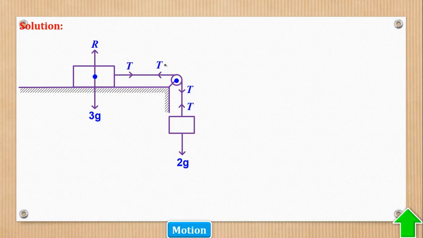Okay, so when released, these two will move downward and this will move to the right. And remember, this surface is rough, it must oppose motion. So if it is moving to the right, friction must be to the left. So you come and put our friction there.